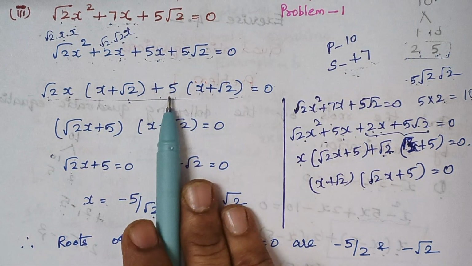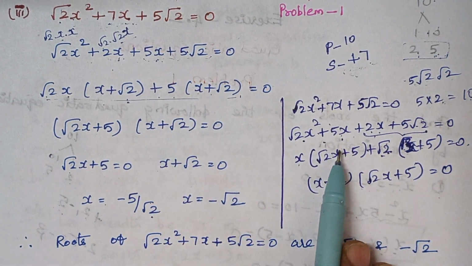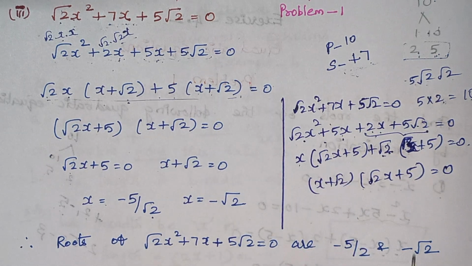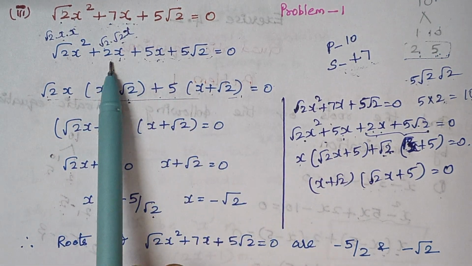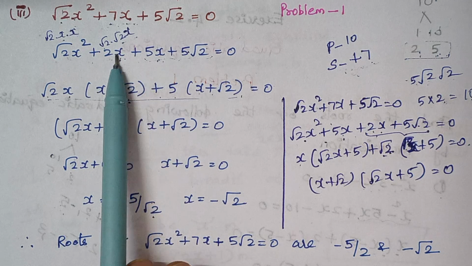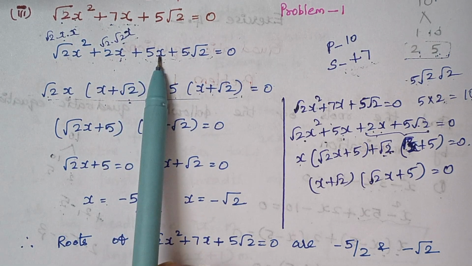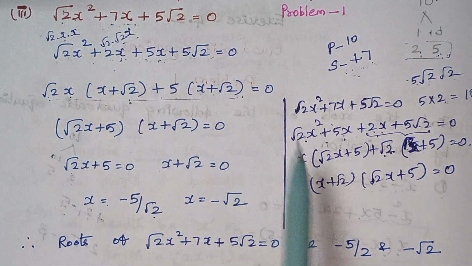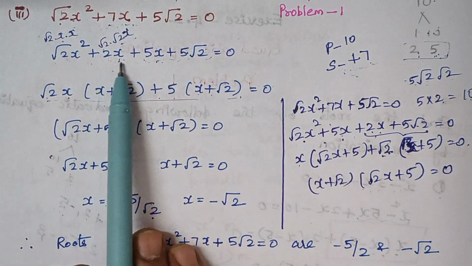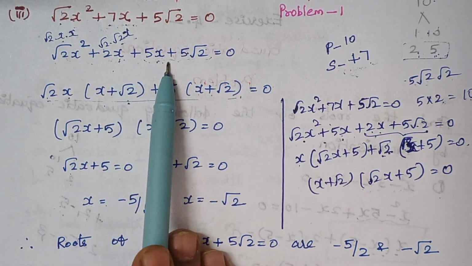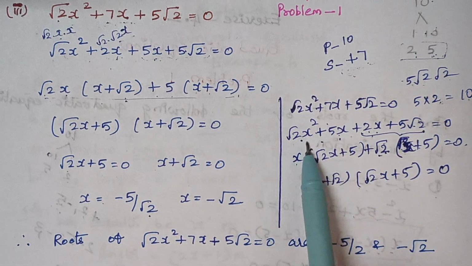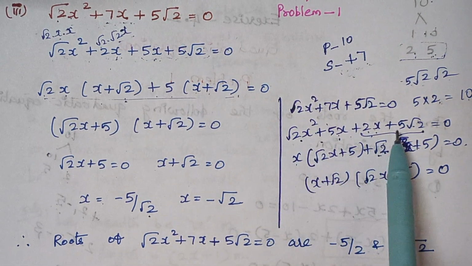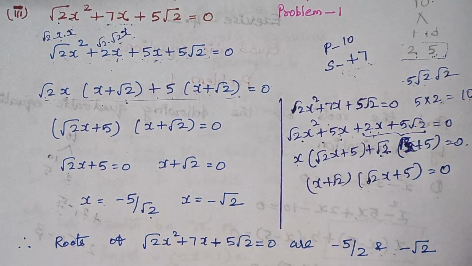Now, the same thing I have solved in a second way. Not in a second way, the method and procedure are the same. I have just rearranged, okay. I have just swapped these two numbers. So here you see root 2x square, I have written 5x first and 2x next. So root 2x square plus 5x plus 2x plus 5 root 2 equal to 0.